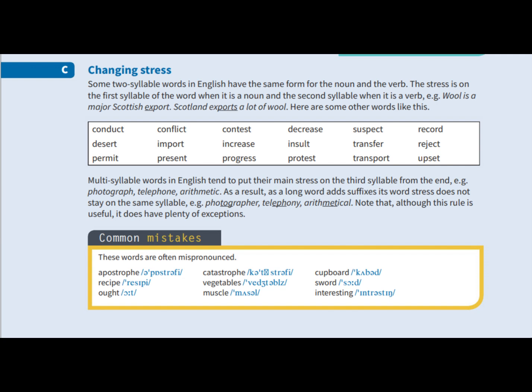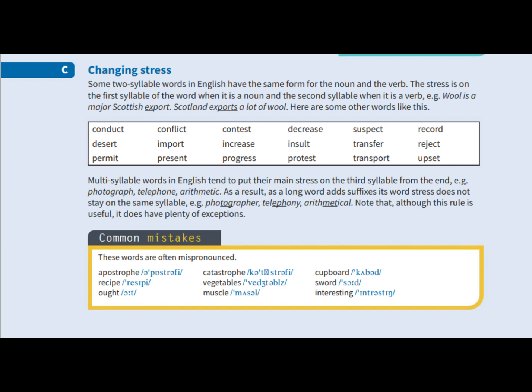C. Changing word stress. Some two-syllable words have the same spelling as both a noun and a verb, but their stress changes. When the word is a noun, the main stress is usually on the first syllable. When it is a verb, the stress is usually on the second syllable.